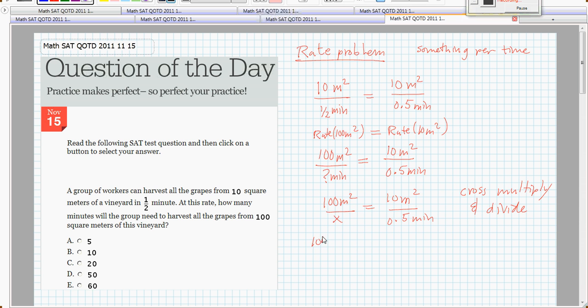So what I get, 100 meters squared times 0.5 minutes divided by 10 meters squared equals x. 10 goes into 100 10 times. The meters squared cancels. I have minutes left over. That's good because I'm looking for minutes. So I basically get 10 times 0.5 minutes. 10 times 0.5 is 5, or what's half of 10? 5 minutes. The answer is A, 5 minutes.